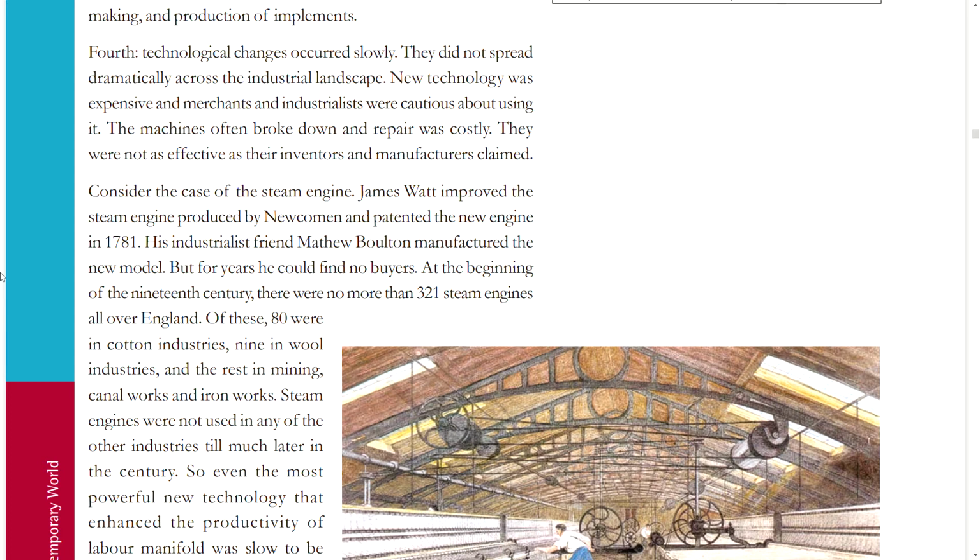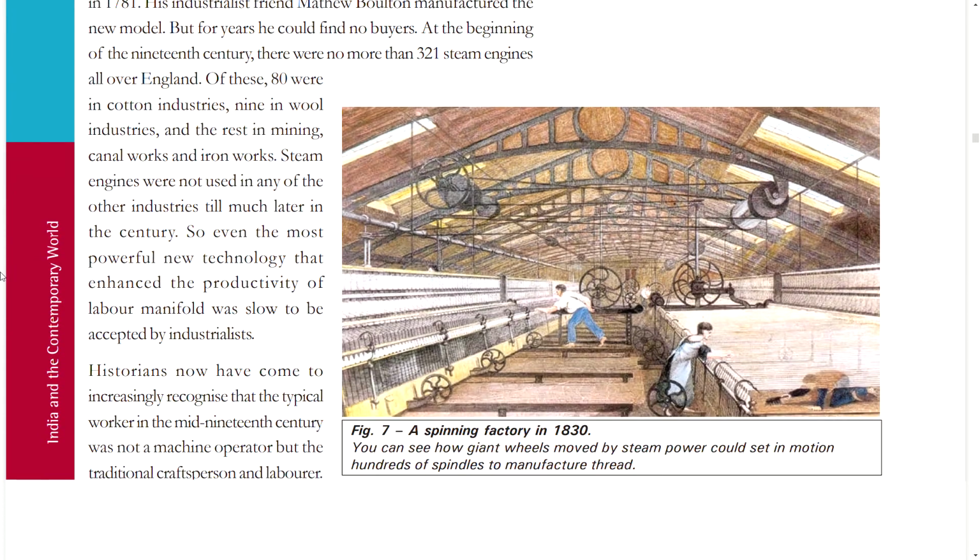James Watt improved the steam engine produced by Newcomen and patented the new engine in 1781. His industrialist friend Matthew Boulton manufactured the new model, but for years he could find no buyers. At the beginning of the 19th century, there were no more than 321 steam engines all over England. Of these, 80 were in cotton industries, 9 in wool industries, and the rest in mining, canal works and iron works. Steam engines were not used in any of the other industries till much later in the century.